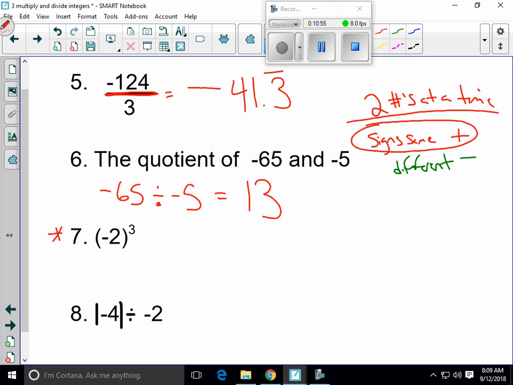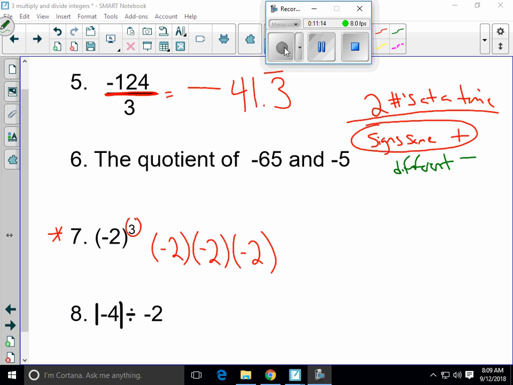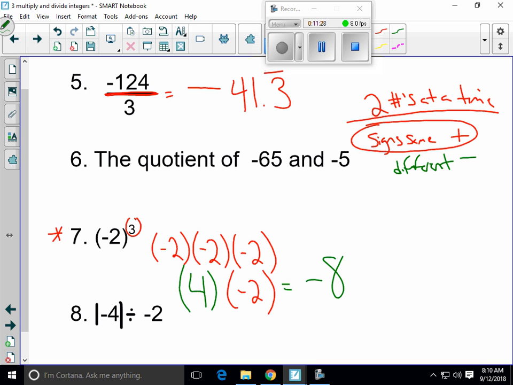Number 7, with an exponent. So I have negative 2, but I'm going to multiply it by itself 3 times. Negative 2 and negative 2. Here's where we really have to do 2 numbers at a time. So negative 2 times negative 2, the first 2, will get you a positive 4. Those 2, the signs are the same. Your answer is positive. Let me bring down this other negative 2. Now 4 times negative 2, now those signs are different, so that answer is negative. I get negative 8.